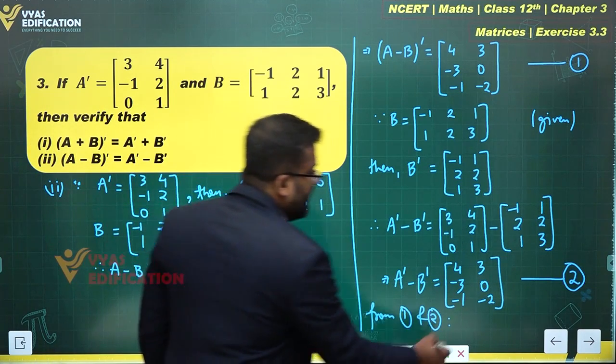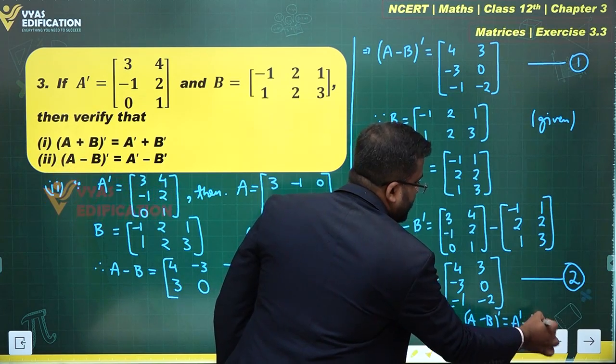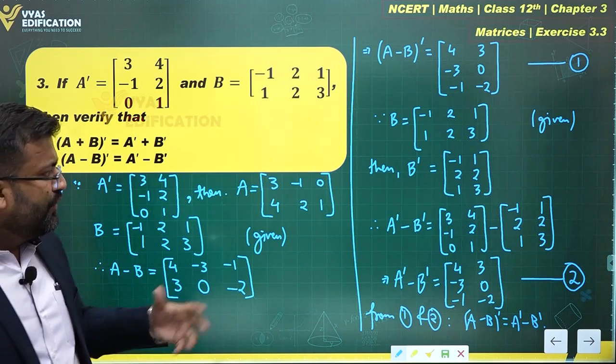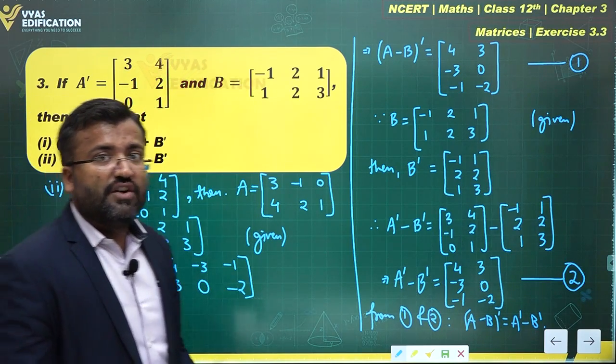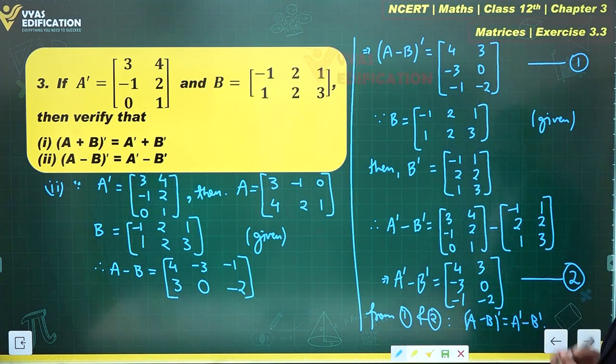What's the property? A minus B whole transpose is equal to A transpose minus B transpose. Mind you, we are simply verifying this property. It's not the proof of this property. This is a simple verification of this property over here, right? So we have verified these two properties for this given question over here.